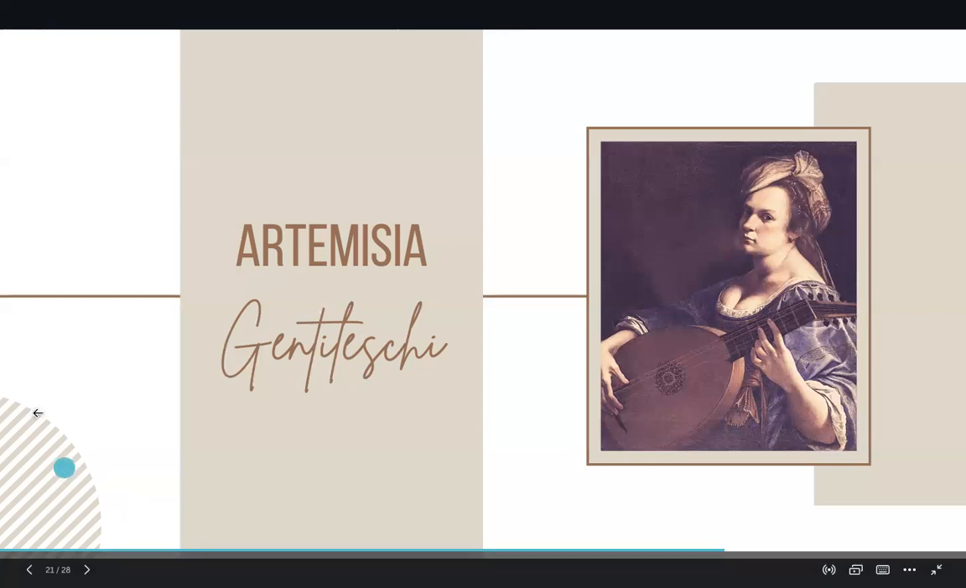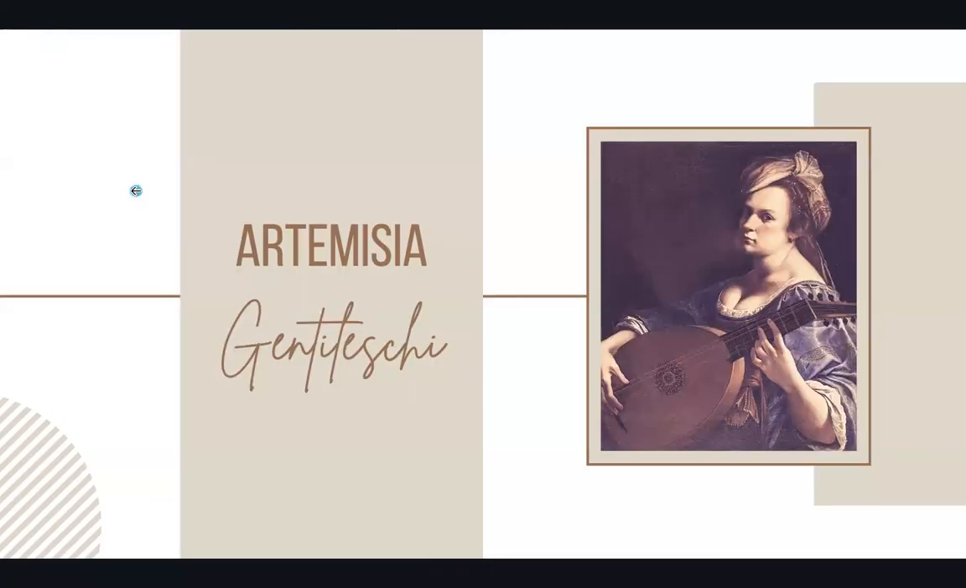But she was unfortunately sexually assaulted by her father's workshop worker. His name is Agostino Tassi. And when her father found out, instead of sending him away, he actually engaged Artemisia to him to avoid scandal. Well, he wouldn't marry her, and so her father brought him to court for that reason. And the court didn't believe that he had assaulted her, so they put her on the stand under torture to verify her story. It's devastating.